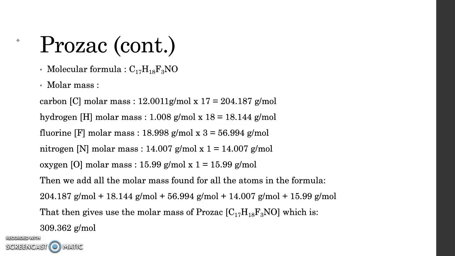You can see I did that here with the carbon, hydrogen, fluorine, nitrogen, and oxygen. And then I took all the numbers and added them together, and this gave us the molar mass of Prozac, which is 309.362 grams per mole.